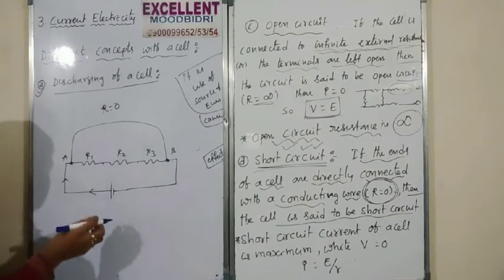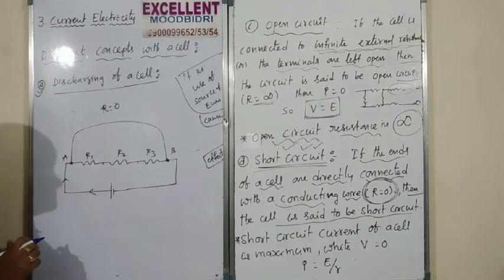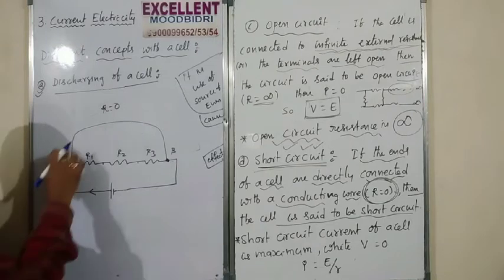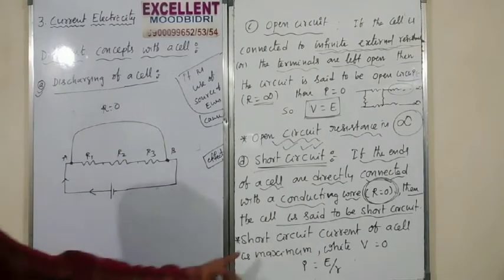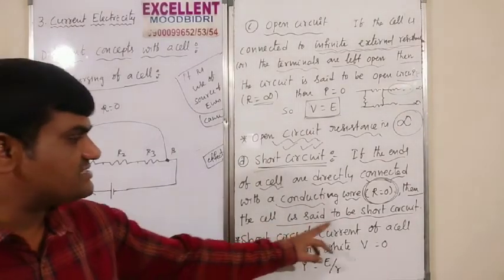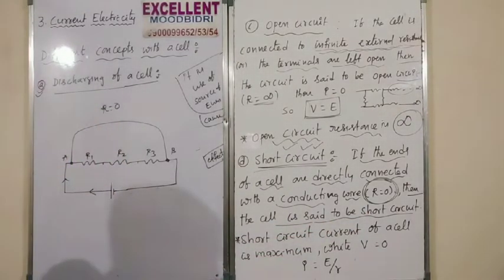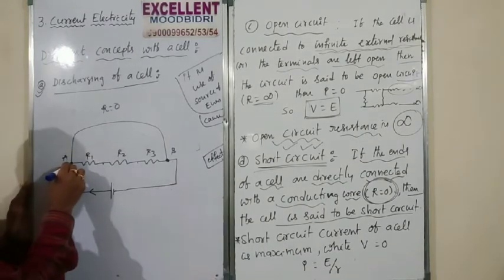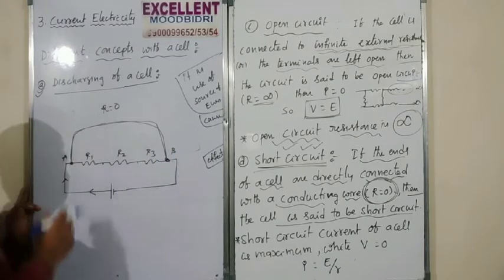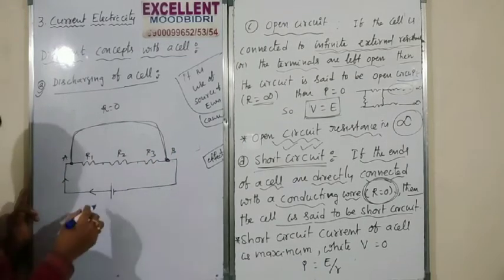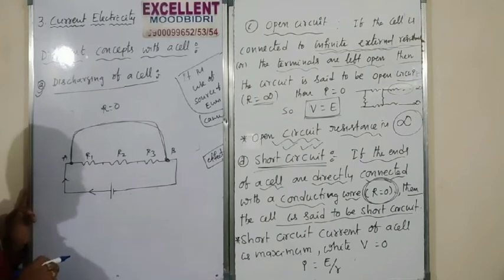At that time we will say the circuit is short circuited. The cell is said to be short circuited. So directly connected with the help of one conducting wire, this is nothing but a short circuit. In that case, what happened? The current is maximum.